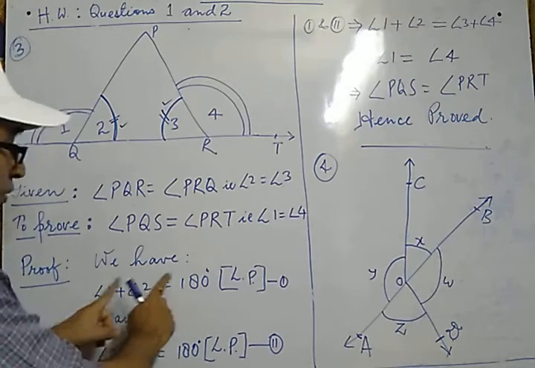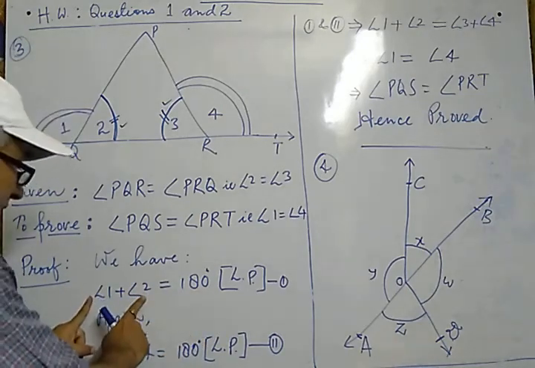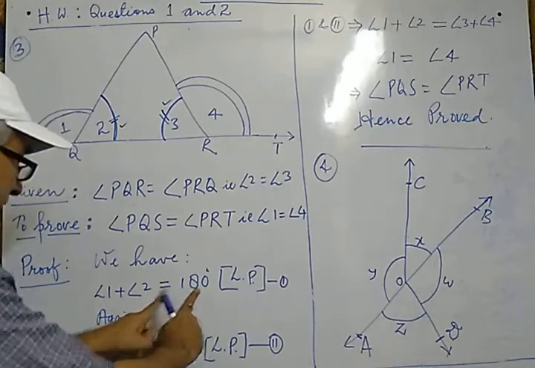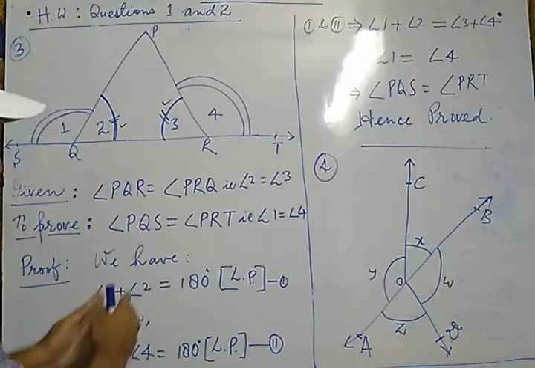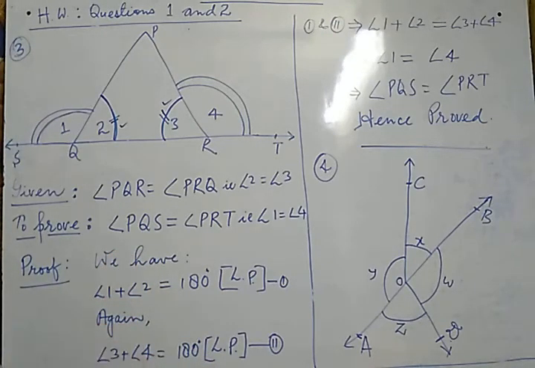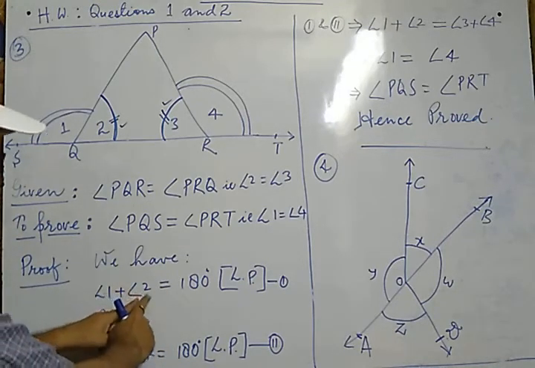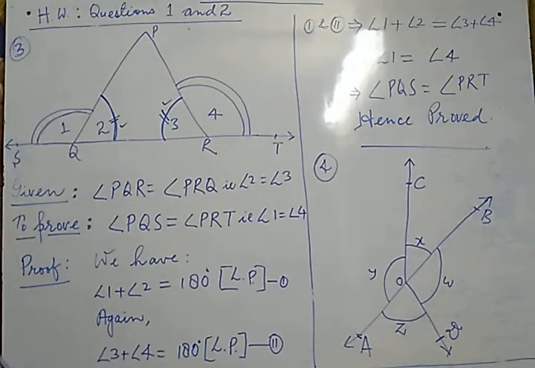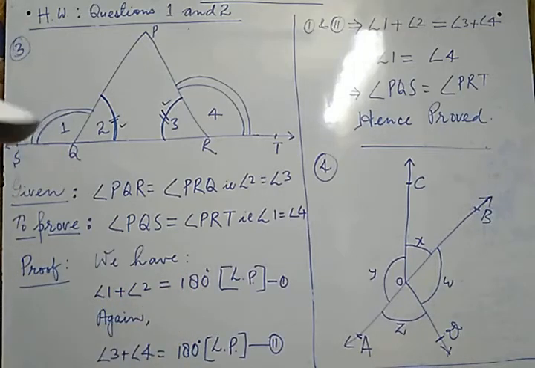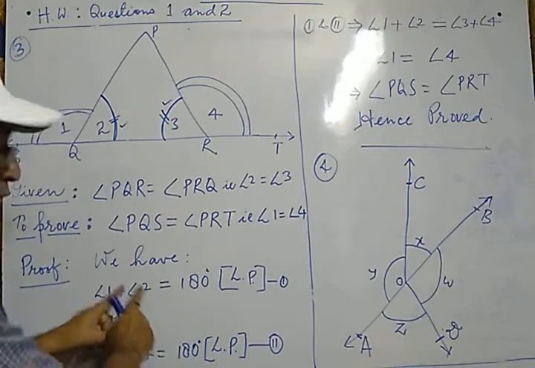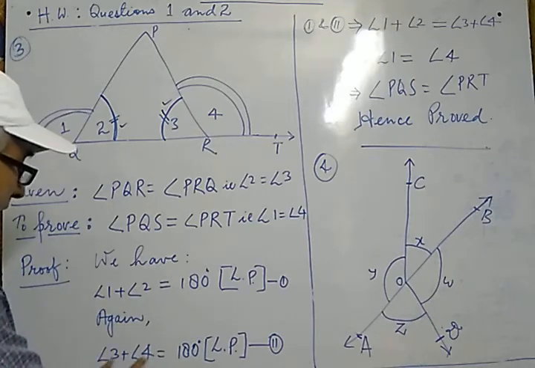If things are equal to the same thing, these things equal 180 degrees and these things are also equal to 180 degrees. Things which are equal to the same thing are equal. It means 1 and 2 implies angle 1 plus angle 2 equals angle 3 plus angle 4. Why is it so? Because the sum of angles 1 and 2 is 180 degrees, and the sum of angle 3 and angle 4 is also 180 degrees. So definitely we can say that angle 1 plus angle 2 is equal to angle 3 plus angle 4.